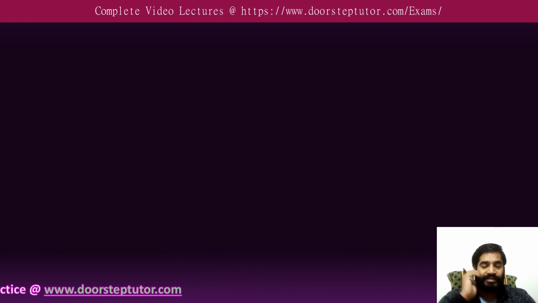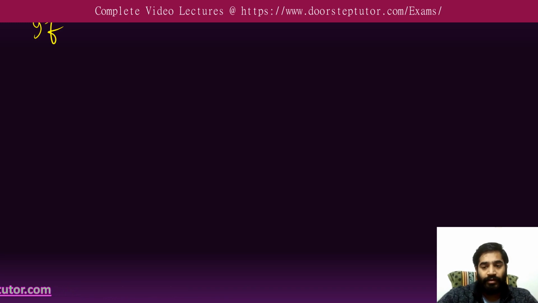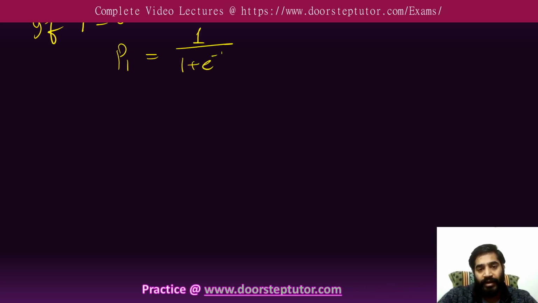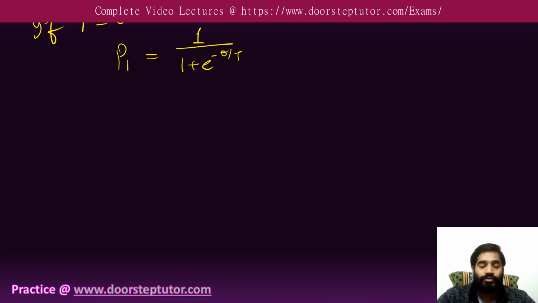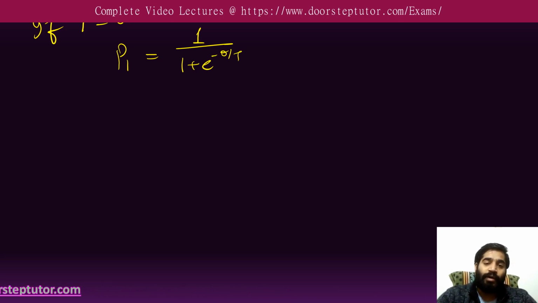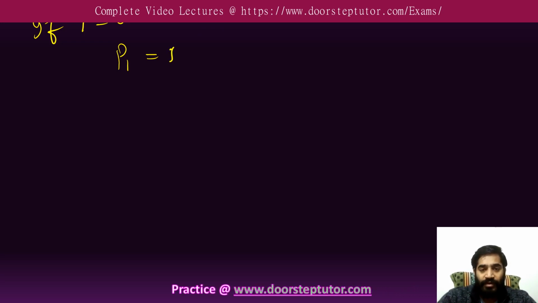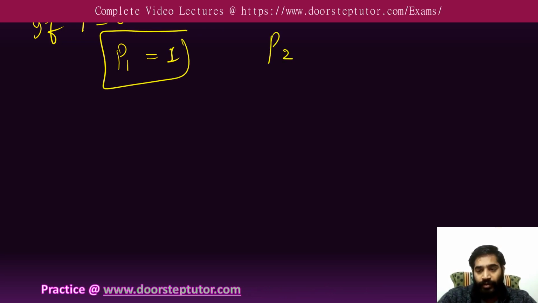Now we are interested in what happens if T is equal to 0. P1 was 1 over 1 plus e to the power minus theta by T. As T tends to 0, theta by T is infinity, so it's going to be e to the power minus infinity, which is 0, so 1 over 1 remains. So if T is 0, P1 is 1 and P2 is 0.